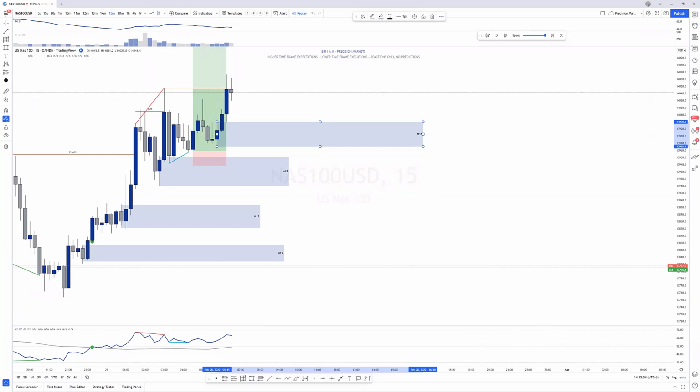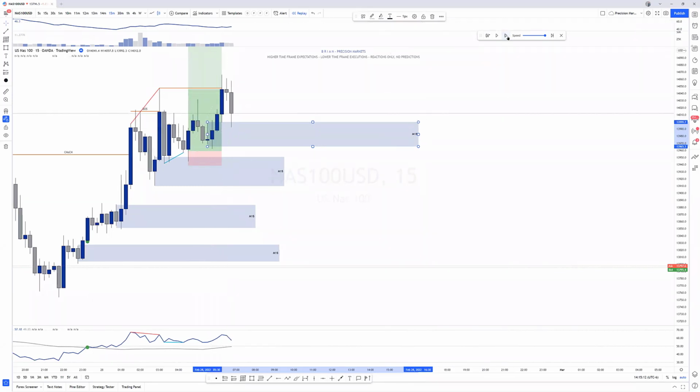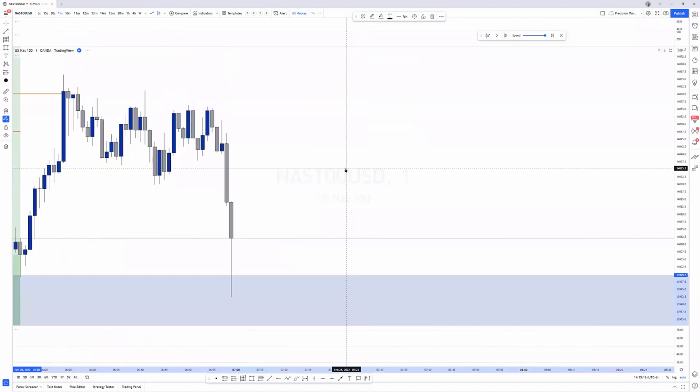So, all right. And I'm going to adjust it to right here. So let's see what happens. All right, price taps into it. So we're going to go down and see what we can get on the 1 minute.